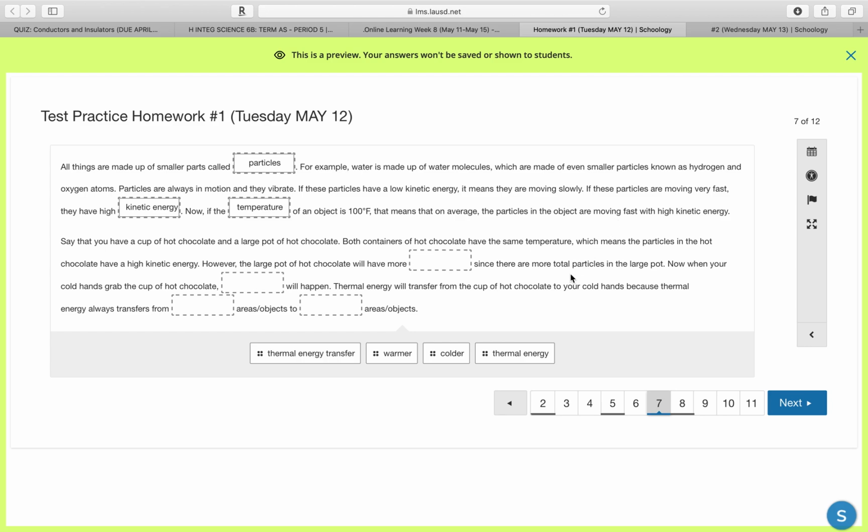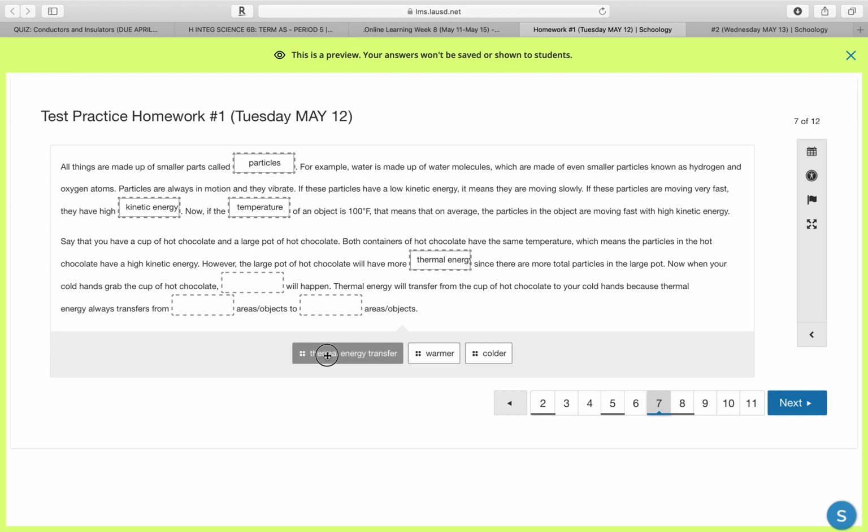Now say that you have a cup of hot chocolate and a large pot of hot chocolate. Both containers of hot chocolate have the same temperature, which means the particles in the hot chocolate have a high kinetic energy. However, the large pot of hot chocolate will have more blank since there are more total particles in the large pot. Now, what depends on how many total particles there are? Well, that's thermal energy. Now, when your cold hands grab the cup of hot chocolate, blank will happen.